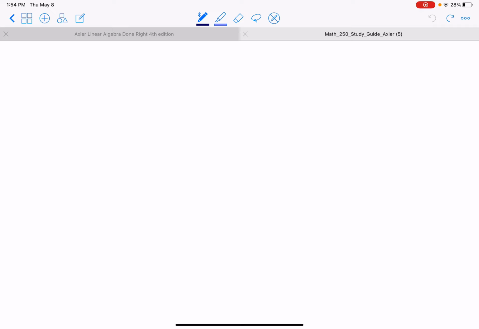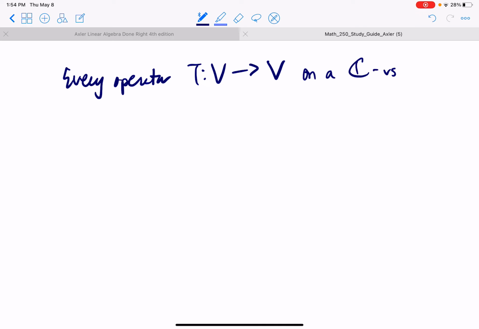So let T be an operator. So what was it? It was every operator from V to V, a linear map from V to V, on a complex vector space has an eigenvalue. Okay, so how do we prove this?